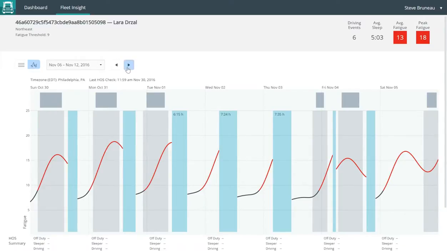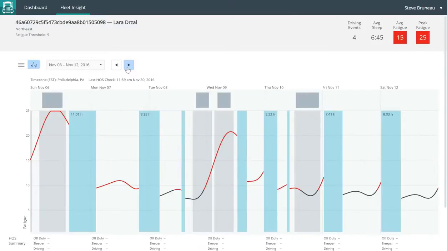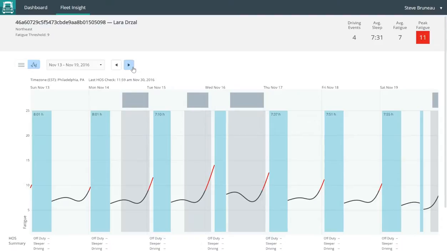And you can see this week in and week out, kind of how the trends for a driver's fatigue is evolving. And that's going to help you better articulate how a consistency of sleep and the amount of sleep is important to keeping the fatigue levels at a more reasonable level. And again, week by week.